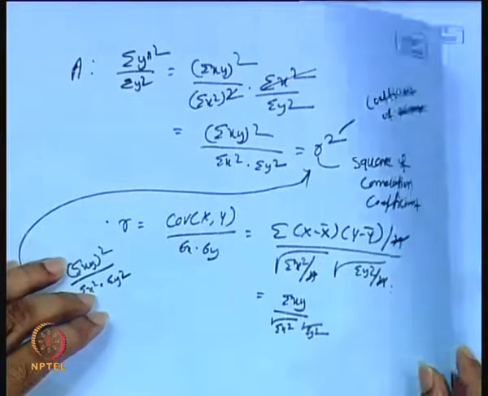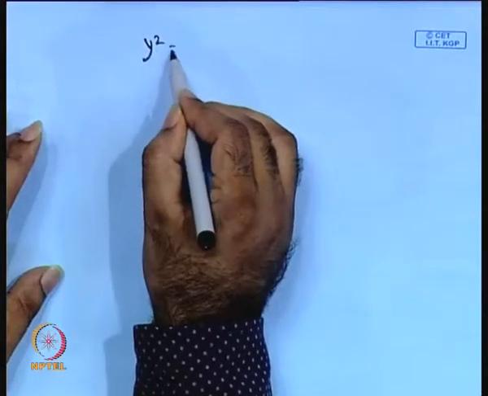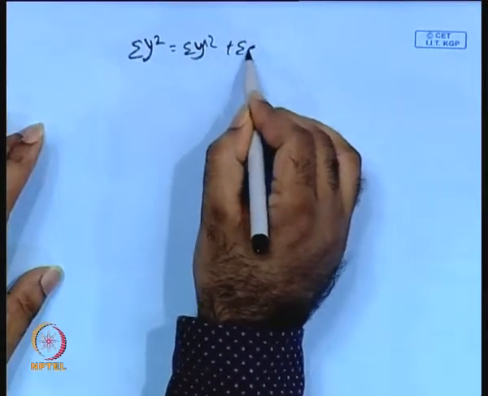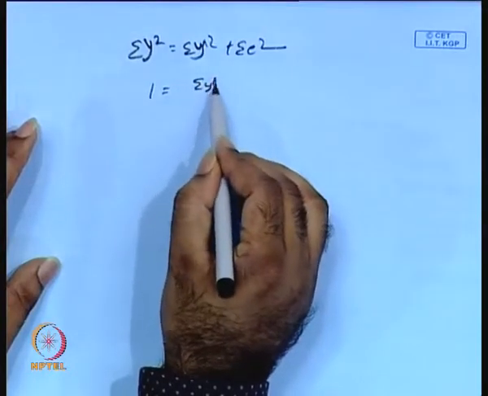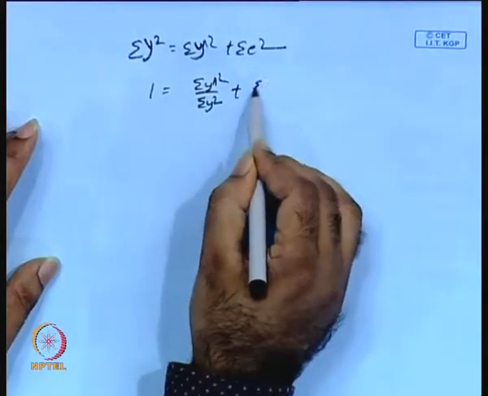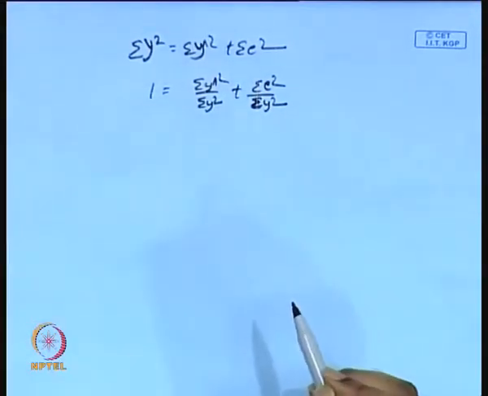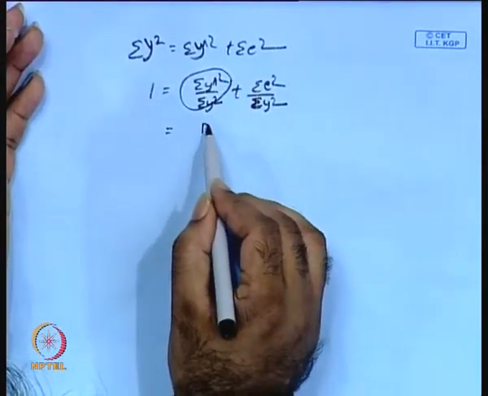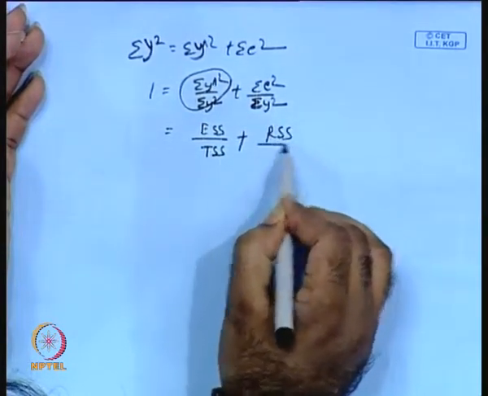A coefficient of determination, that means you see here we have summation y square equal to summation y hat square plus summation e squares. So, that is what we have received: 1 equal to summation y hat square by summation y square plus summation e square by summation y square. Okay. This is what we have received, and by the process this is otherwise known as ESS by TSS, and this is what we have as RSS by TSS.